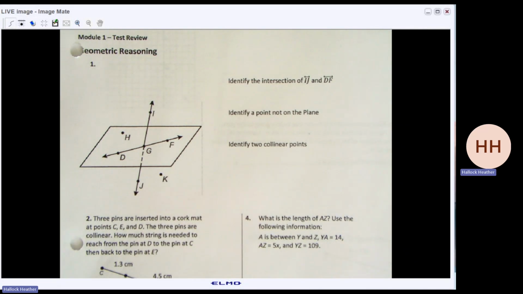We are going to be going over the chapter 1 test review. This is all about lines, planes, the segment addition postulate, weighted averages, and partitioning a segment.